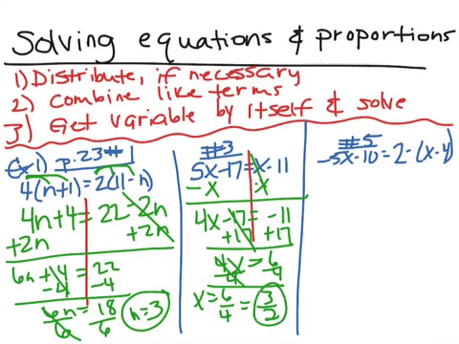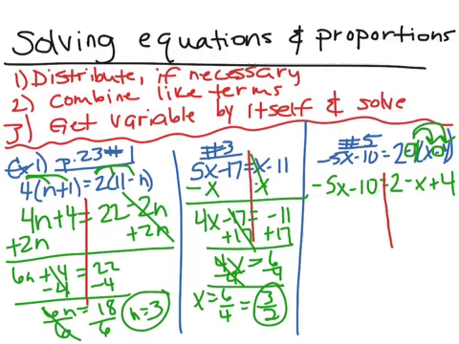Alright, on number 5, it says I have to distribute if necessary. On this one I do have to distribute, because when I have 2 minus x minus 4, that's like saying a negative 1 in front of my parentheses. So I have to distribute my negative 1. So I'm going to go ahead and bring down negative 5x minus 10 equals 2. And then negative 1 times x is negative 1x. Negative 1 times negative 4 is going to give me a plus 4.